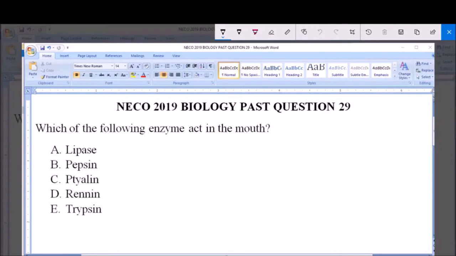I will be answering NECO 2019 biology past question 29. Which of the following enzymes acts in the mouth? A. Lipase, B. Pepsin, C. Ptyalin, D. Renin, and E. Trypsin. Now, first of all, what are enzymes?